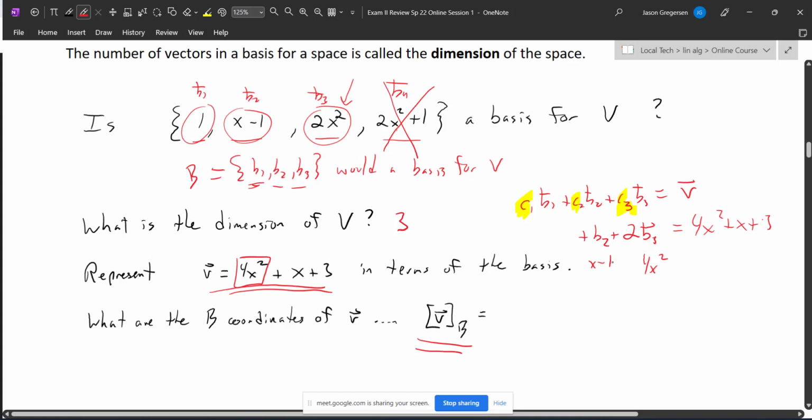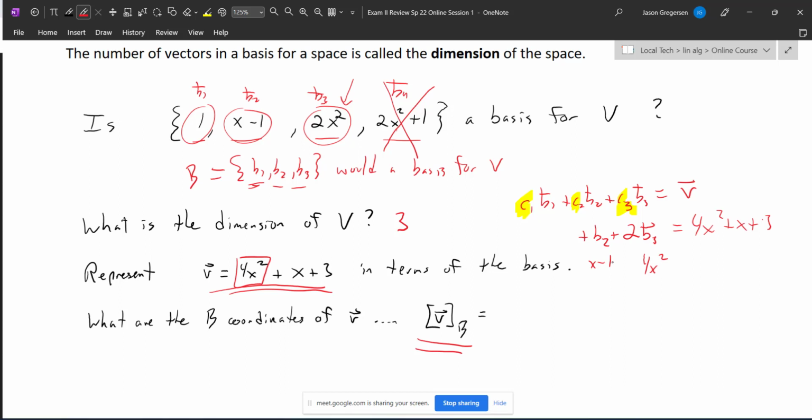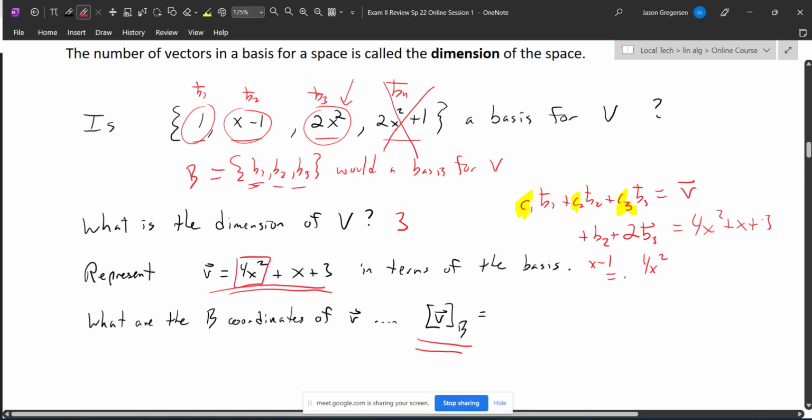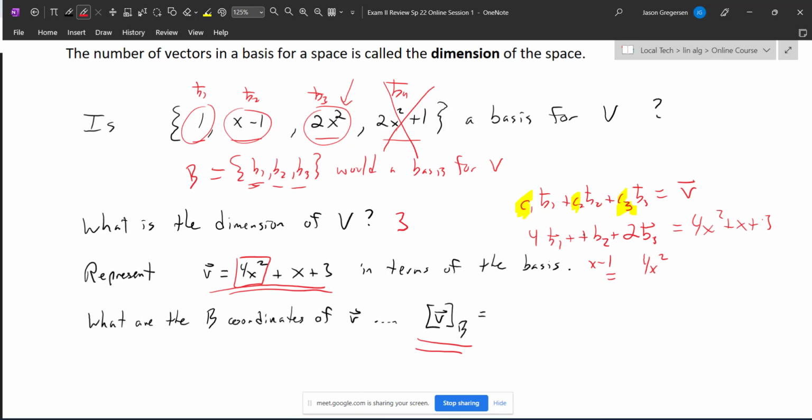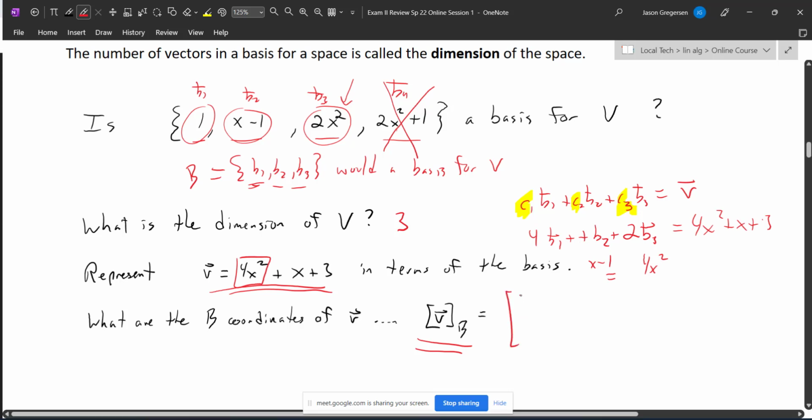But now I need a constant value of 3, and I already have a negative 1, so it looks like I'm going to need 4 of my first basis vector, and then that 4 times 1 minus 1 will end up to be 3. So I need 4 of the first basis vector, 1 of the second basis vector, 2 of the third basis vector to generate my vector v. So I would say the coordinates are 4, 1, 2. How much of each basis vector I need to build a space.